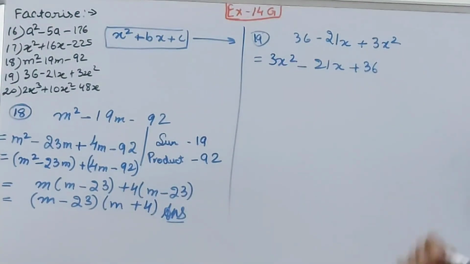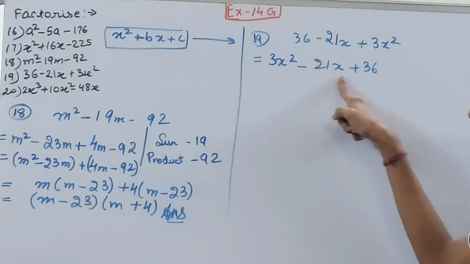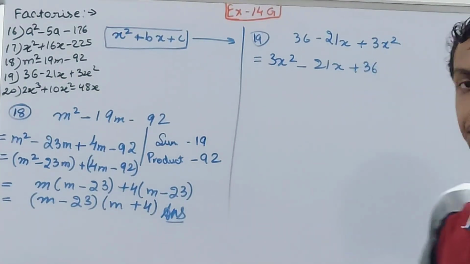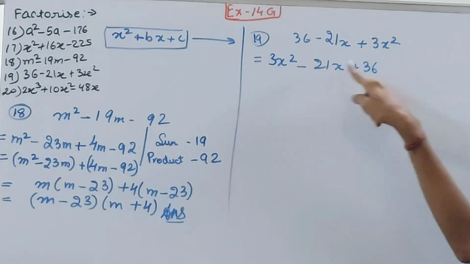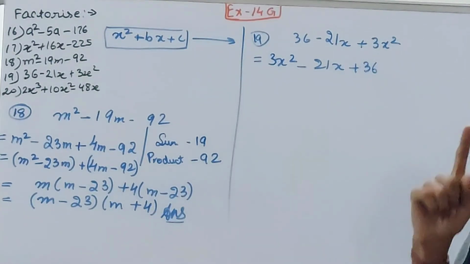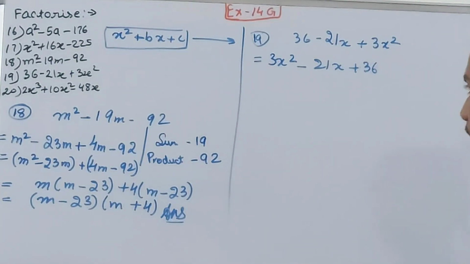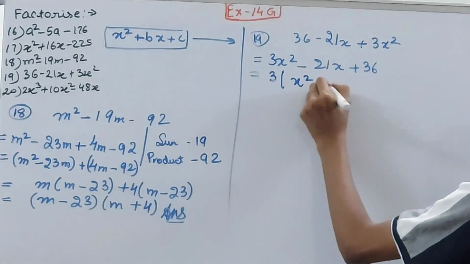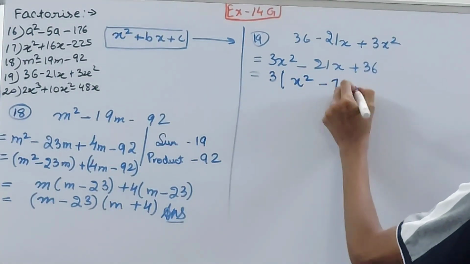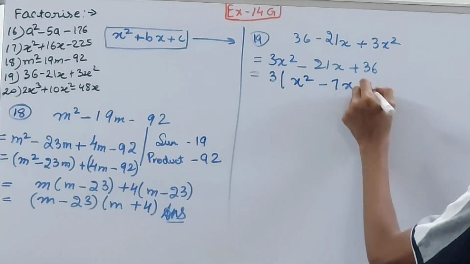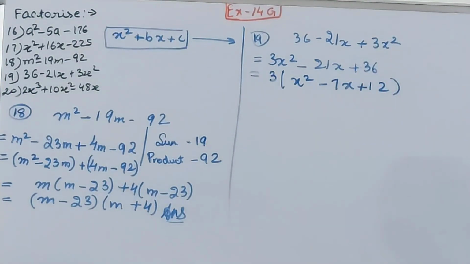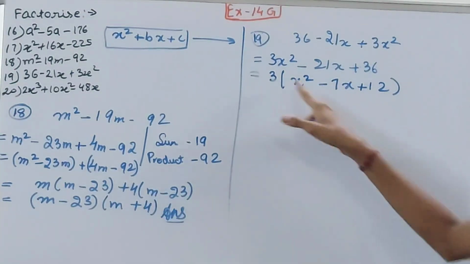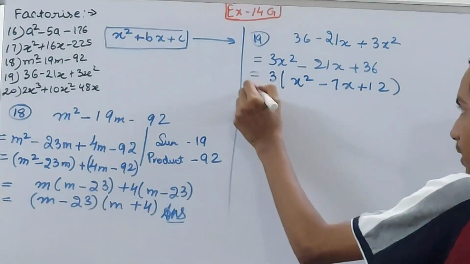From here, what can you take common? See, in variables we cannot take anything common because x square, x, and there is nothing here, so we can't take anything common from the variable part. But see the numbers 3, 21 and 36. So you can take 3 common. You will have x square minus 7x, since 21 goes 7 times by 3, plus 12, since 36 goes 12 times. Now is it simplified? Now can you see it is in this form? Yes. So we can further factorize this.